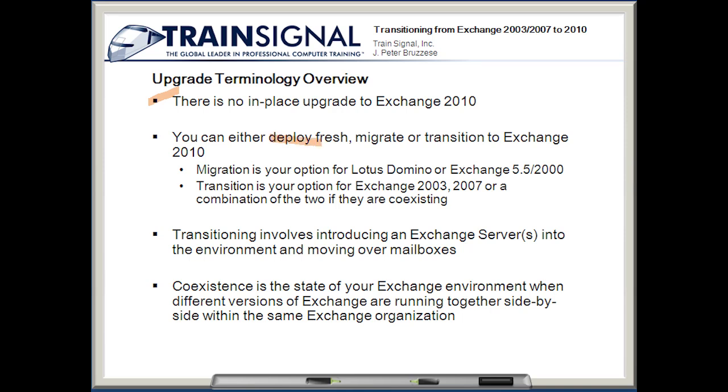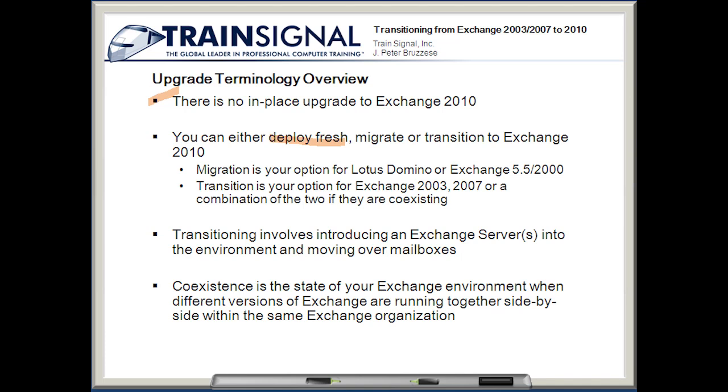For starters, you can deploy fresh. What we mean by deploying fresh is you can install Exchange 2010, make it its own organization, and then you can worry about creating new mailboxes and so forth. Of course, keep in mind that if you had a pre-existing Exchange organization, none of that information is going to carry forward. So it all depends on the amount of work that you want to put into your Exchange 2010 upgrade process. Most people are only going to deploy fresh if they have no pre-existing environment. So let's assume you have a pre-existing environment.